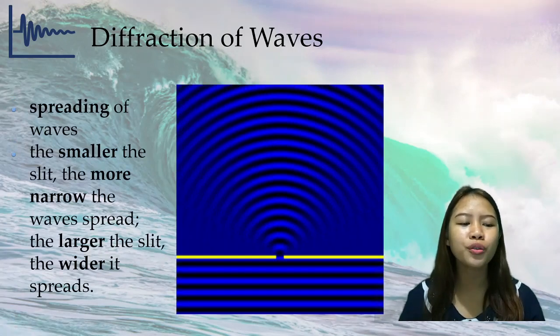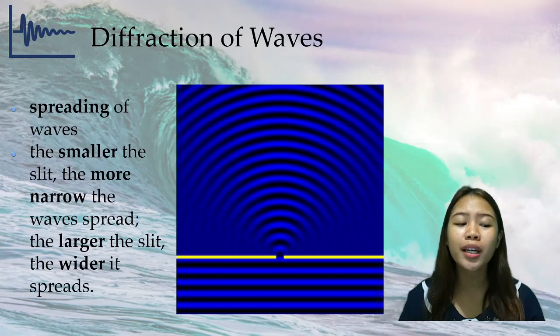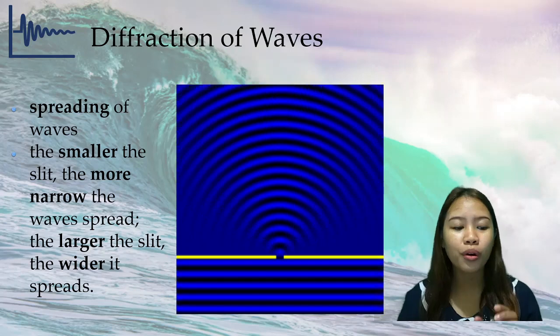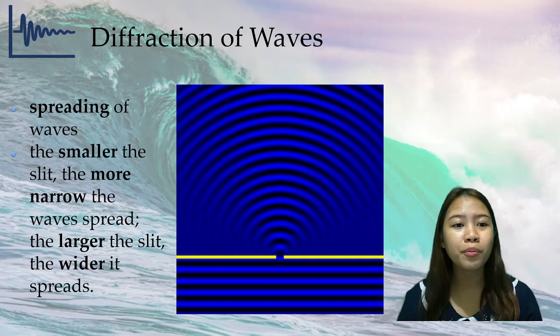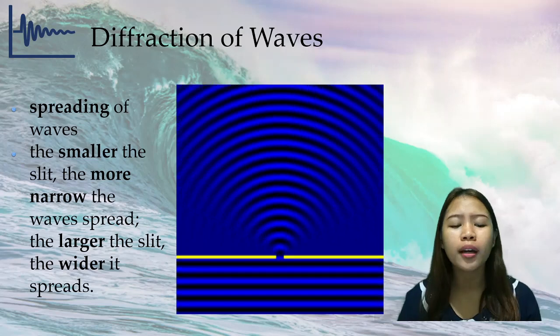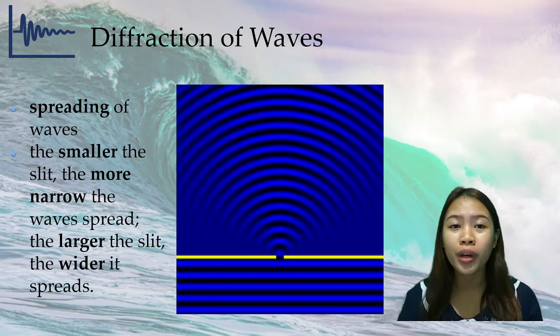Next, we have the diffraction of waves. When we say diffraction of waves, this is the spreading of waves. The smaller the slit, the narrower the waves. The larger the slit, the wider the waves. Don't worry, because I am going to show you how the waves change, widen or narrow, in the wave interference simulations. So when you say spreading of waves, that is the diffraction of waves, meaning they spread out.